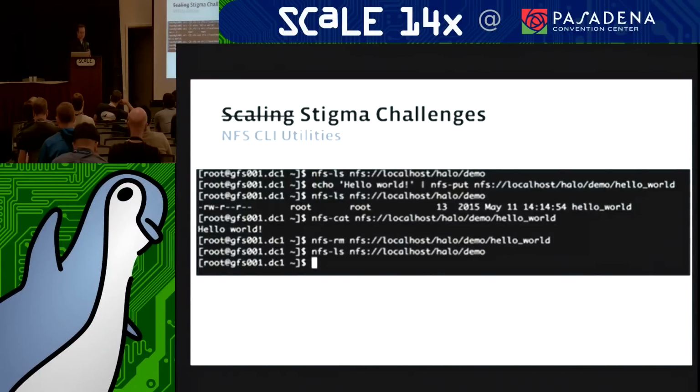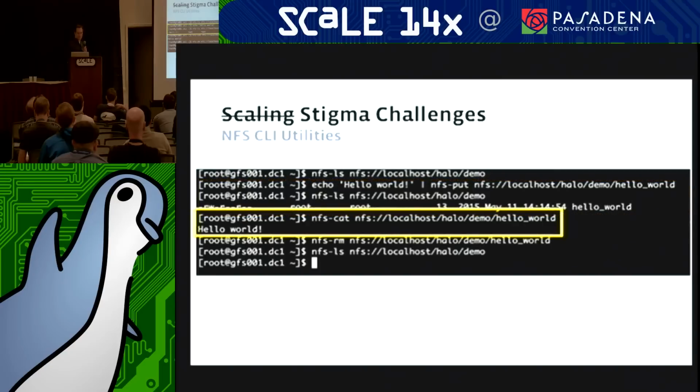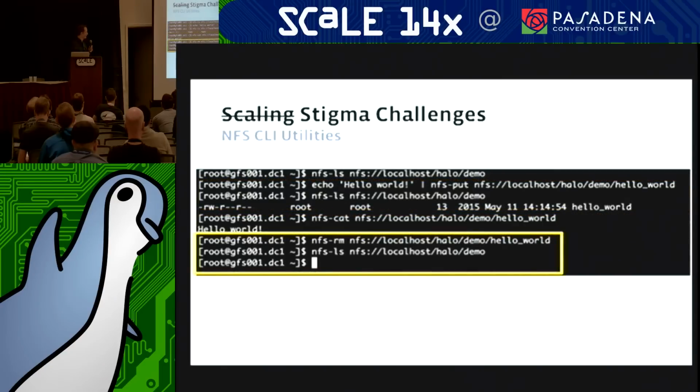So here's a quick demo of what these utilities look like in action. You've got NFS ls at the top, just showing there's nothing there. We're going to echo some data into a file, and then we list the file, cat the file, delete the file, and ls to show it's not there. So this is basically what it allows you to do. No mounting. It's completely userland. If there's a bug, you can upgrade this in user space. It's really nice.